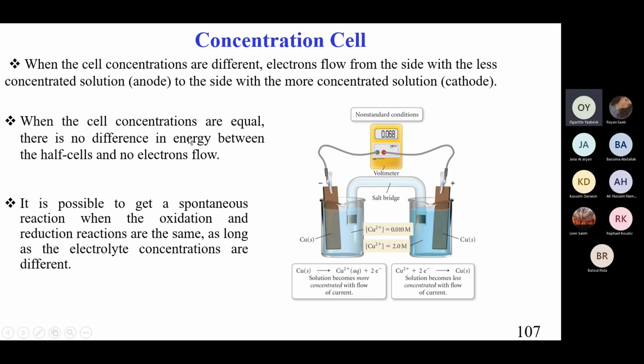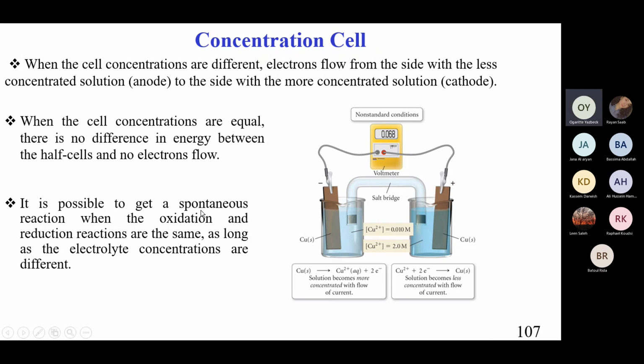When the cell concentrations are equal, there is no difference in energy between the half cells and no electrons flow. If I have the concentration of copper 2 plus here the same as on this side, then there is no flow of electrons anymore.